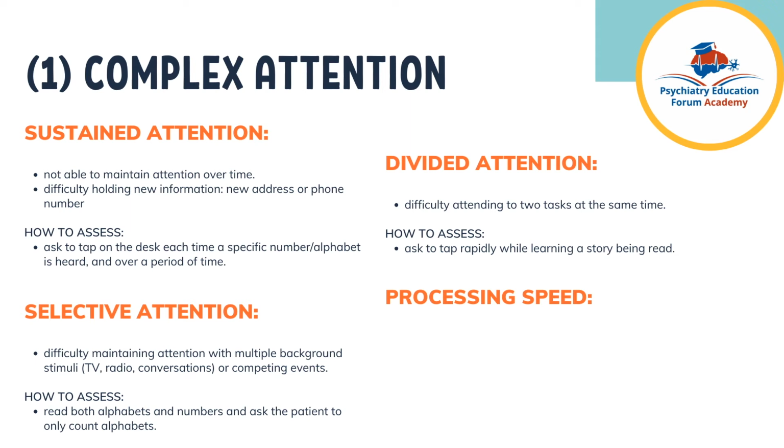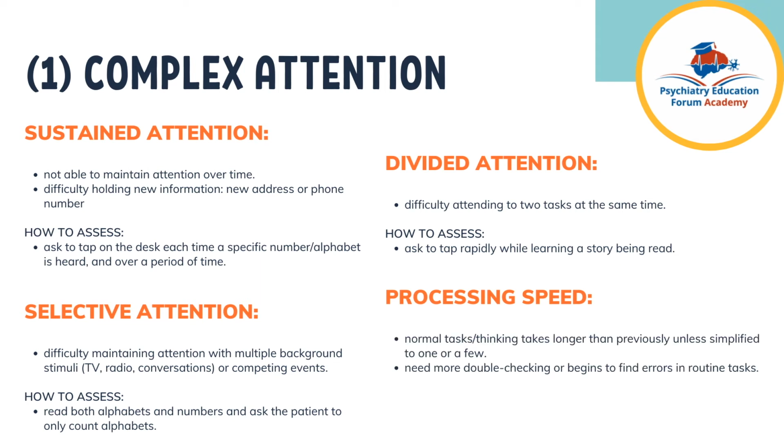And then the last part in complex attention is the processing speed. An example is that a normal task will take longer than usual unless some family member or caregiver simplifies it. You can get this information from family or caregiver, but a person can also volunteer this information. In mild cognitive impairment, they can say they are doing more double checking than before, and they are finding more or frequent errors in the routine task compared to the past.